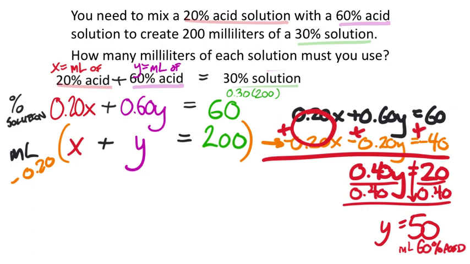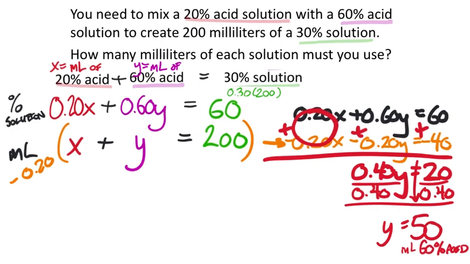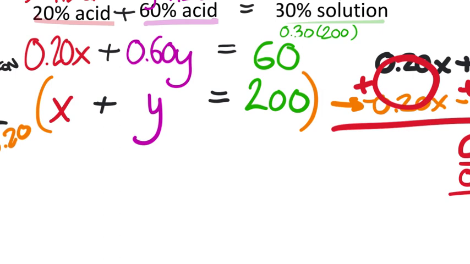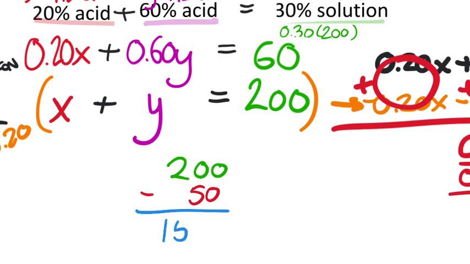Now that I know how many milliliters of 60% acid, and we also know that the total mix will be 200 milliliters, I just need to subtract those 50 milliliters, and that will tell me how many milliliters of the X, that's the 20% acid. 200 minus 50 is 150. Again, that's milliliters, but that's of the 20% acid.